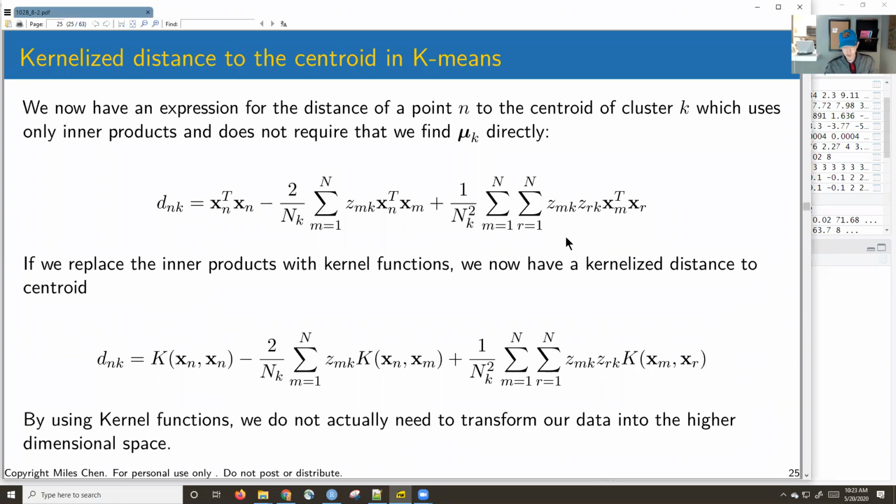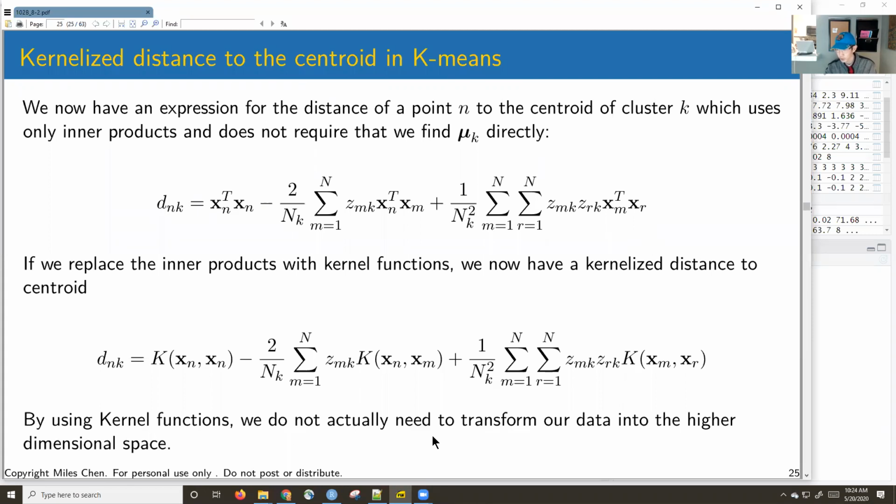All we've done is we've expressed the squared distance between some point x and the centroid as a product of all of these x's. And now that I've got these inner products, I'm just replacing them with a k to get a kernelized distance. Okay, I think it will be a little bit better if I do an example here.